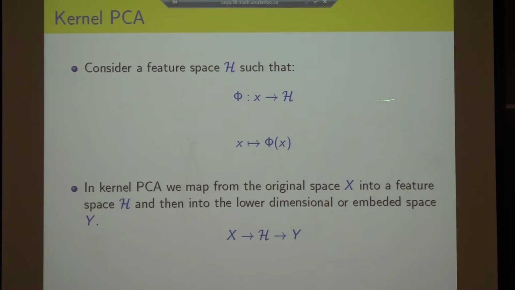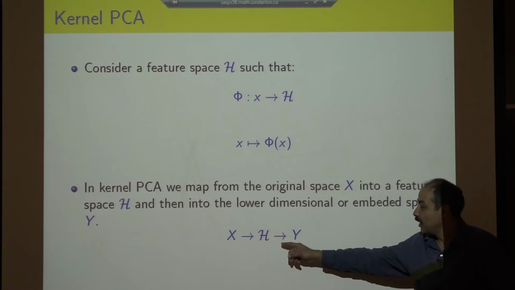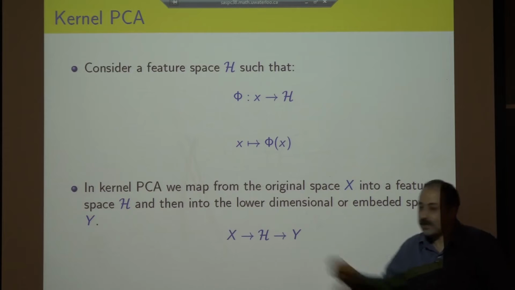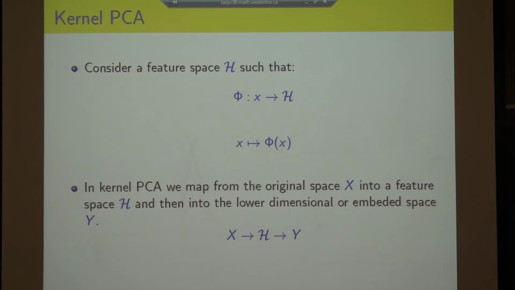So the idea of kernel PCA, as I explained, is that you map your data through function phi to a higher dimensional space, to a Hilbert space. So basically, X has been mapped to this space. And then we do PCA on this space. We do PCA here.